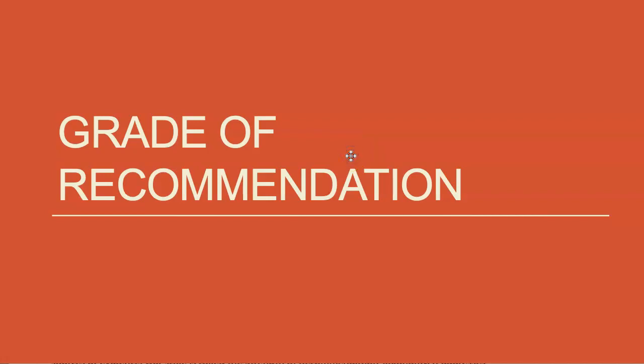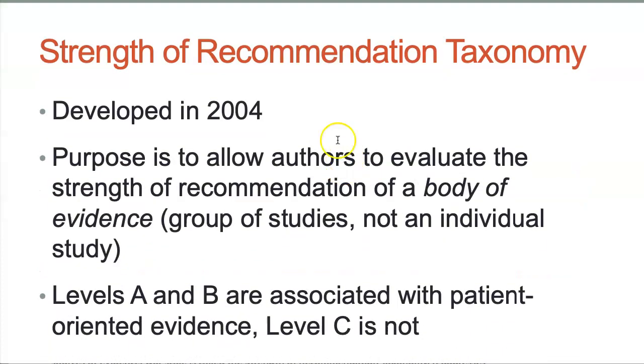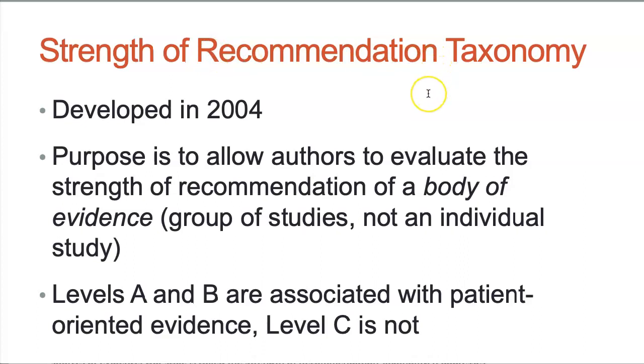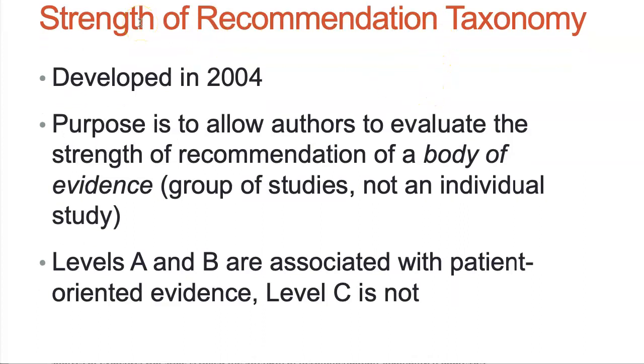In this presentation, I'm going to talk about the strength of recommendation. So we use the taxonomy called the strength of recommendation taxonomy. It's also known as SORT, S-O-R-T, SORT. This was developed in 2004, and the purpose of the SORT was to allow authors to evaluate the total strength of recommendation for all the articles that you used in a group of studies for a CAT specifically.